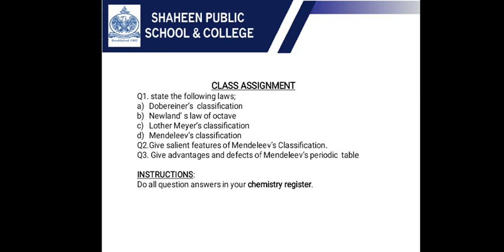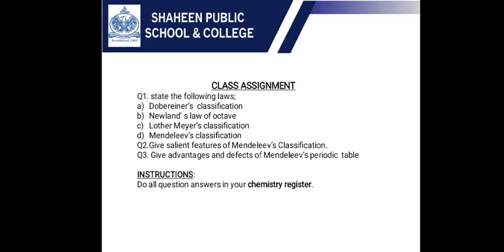Number 1, there are 3 pairs of elements where elements of higher atomic masses are placed before elements of lower atomic masses. For example, argon, atomic mass 40, is placed before potassium, atomic mass 39. Point number 2, this table does not give any indication about the position of isotopes. Point number 3, dissimilar elements are placed in the same group, that is, alkali metals are placed with coinage metals.